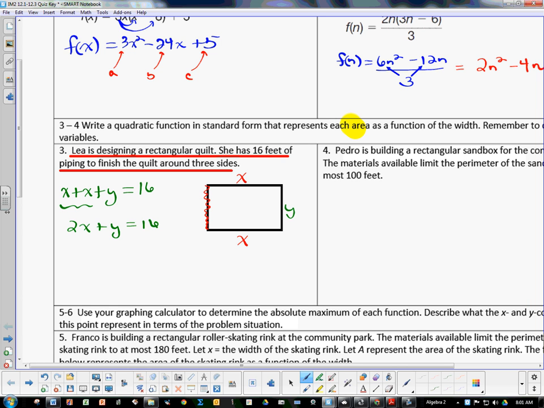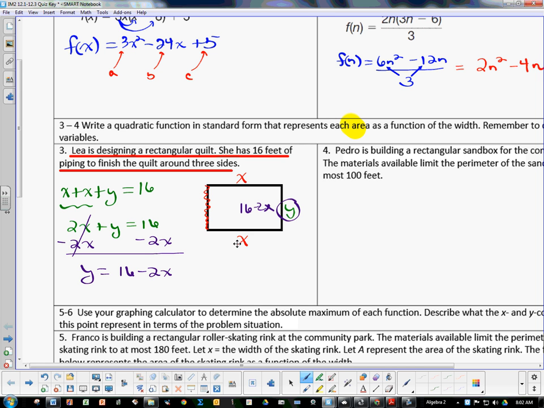Now, here's the abstract part of this. We only want to write a function in terms of x here. Let's just try to write it in terms of x. So what I'm going to do is I'm going to subtract 2x on each side. And now I have that y is equal to 16 minus 2x. So this side right here is 16 minus 2x. Are you okay with that? And doesn't that make intuitive sense? That if you have a total of 16 feet, well, this is going to be 16 minus these two. 16 minus 2x.